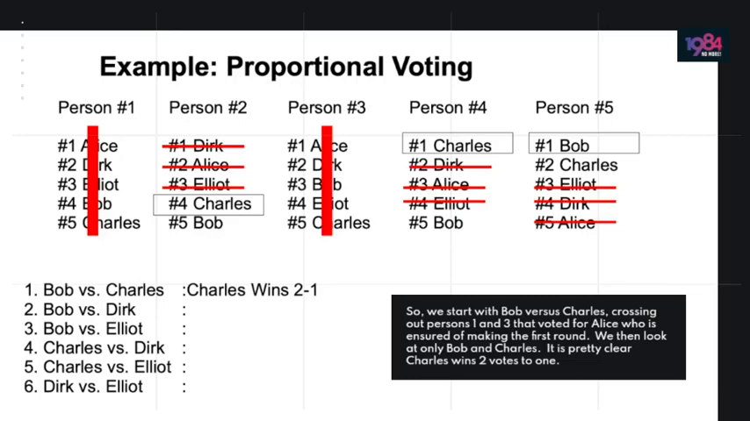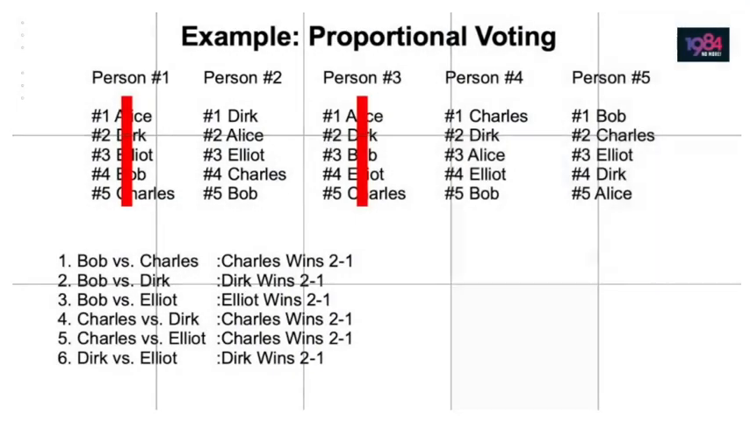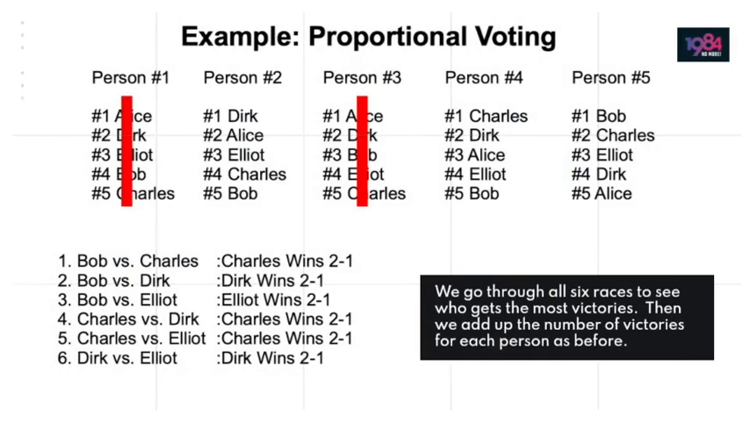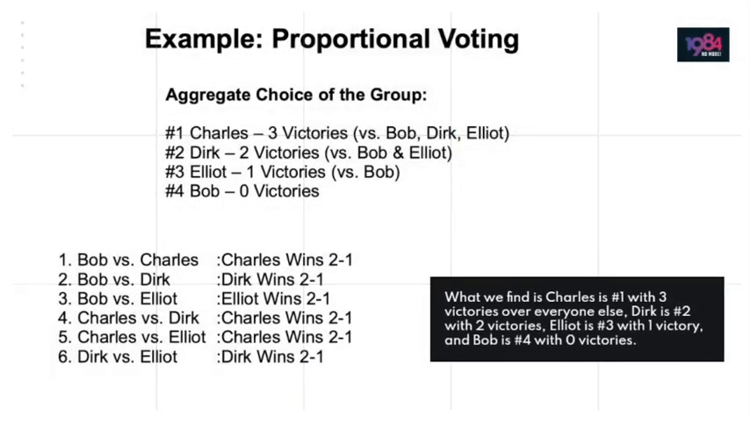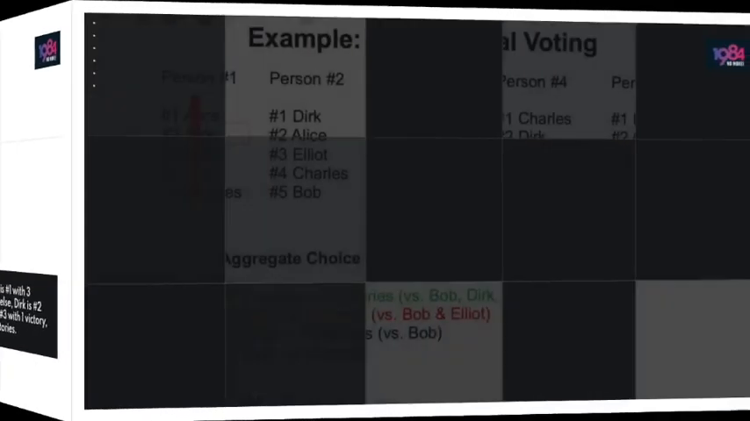We then look at only Bob and Charles. It is pretty clear Charles wins 2 votes to 1. We go through all 6 races to see who gets the most victories. Then we add up the number of victories for each person as before. What we find is Charles is number 1 with 3 victories over everyone else, Dirk is number 2 with 2 victories, Elliot is number 3 with 1 victory, and Bob is number 4 with 0 victories.